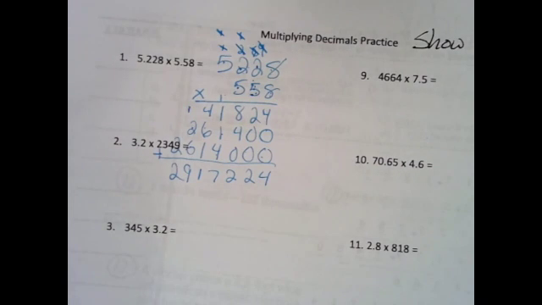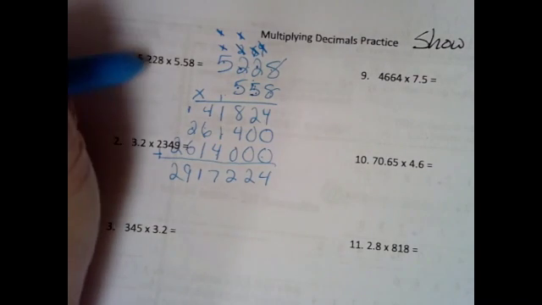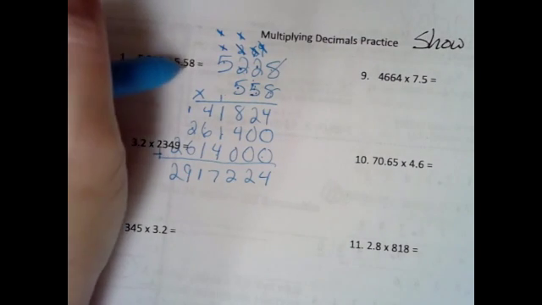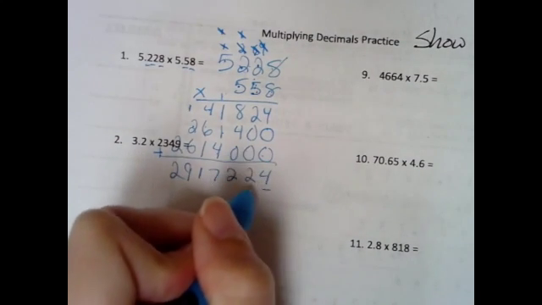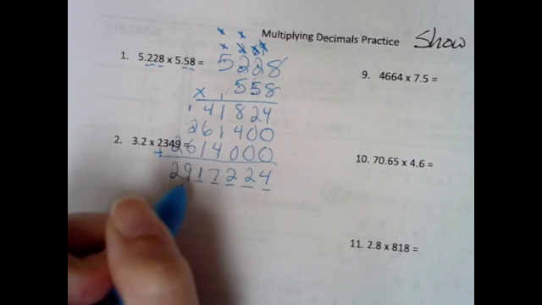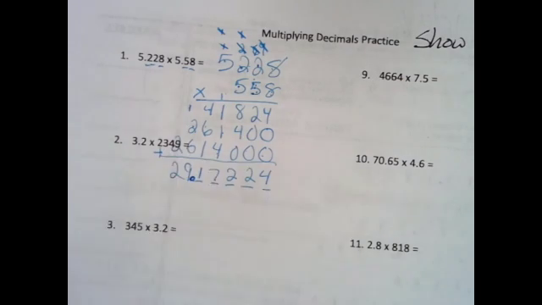Now, we are not done. We must go back and add our decimal. So we have 1, 2, 3, 4, 5 decimal places. So I'm going to go to my answer. 1, 2, 3, 4, 5 decimal places. And I'm going to put a decimal.